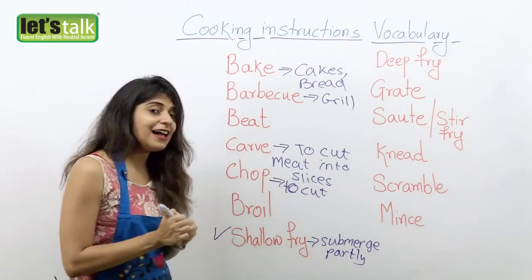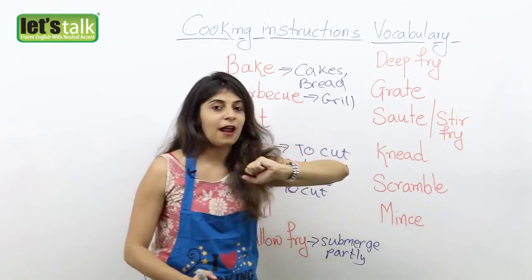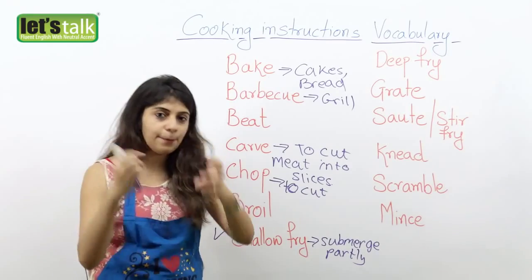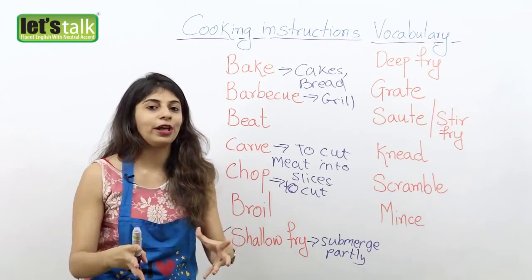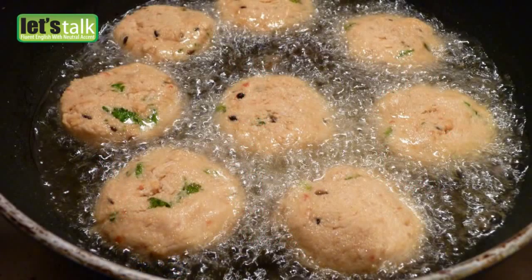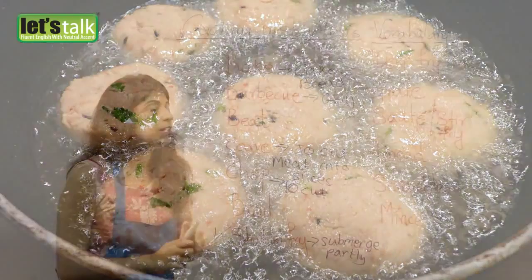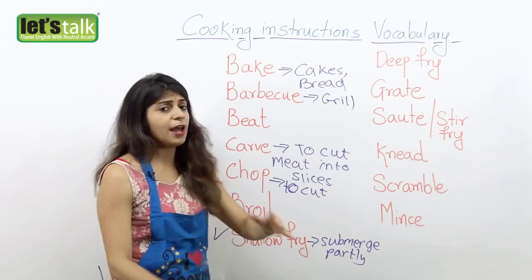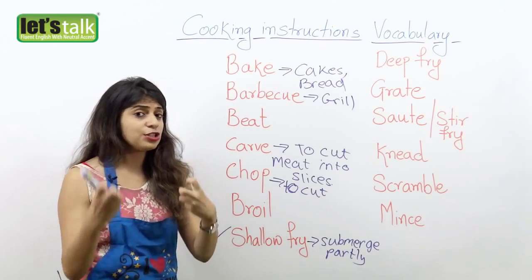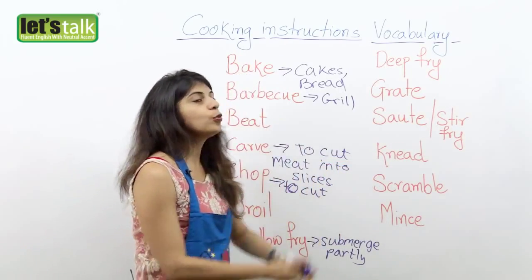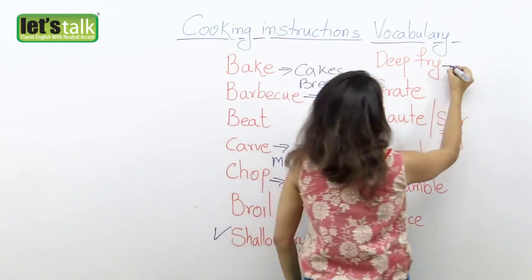Okay, and then what exactly does deep fry mean? Deep fry means when you dip your food completely into the oil. Your cooking pan is full of oil and you submerge the whole thing into that hot oil. So that is deep fry. Hope this is clear. Shallow fry means very little oil and you submerge food partly, whereas deep fry is when you completely submerge your food.